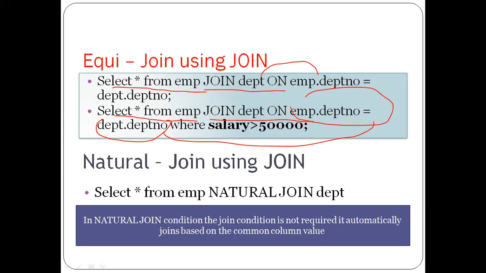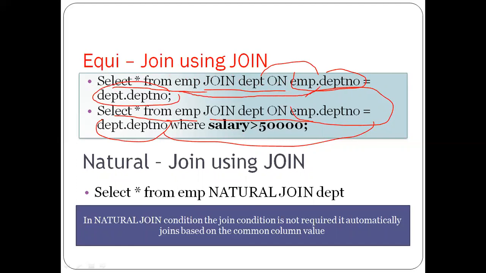Another additional condition you can also use with the join. See, it is an equijoin, just like an equijoin, but with the JOIN keyword. Select star means all records are selected from this table. JOIN DPT on first table value equal second table value.